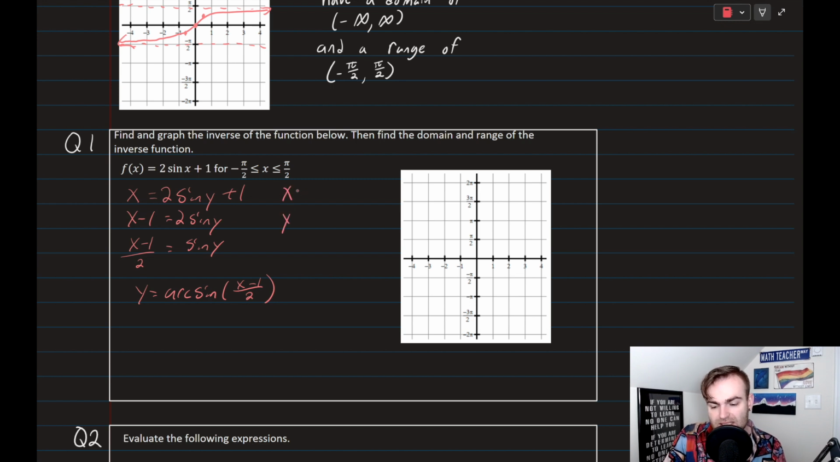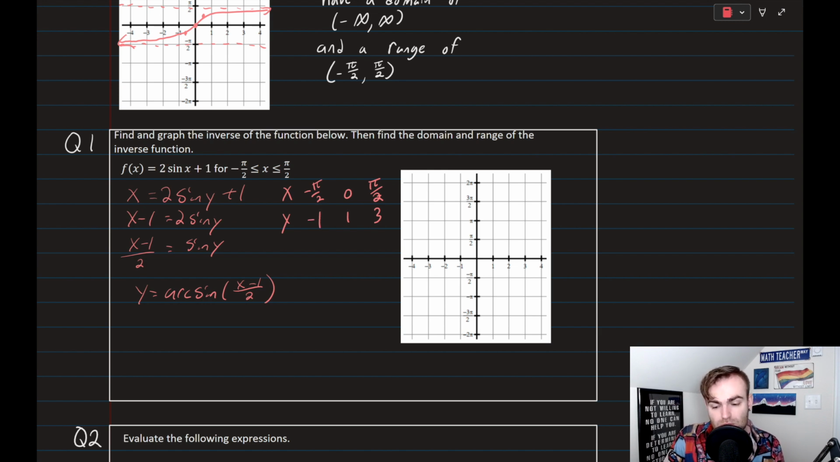So I'm going to make an xy table. We're going to have -pi/2. We're going to have 0, and then we're going to have pi/2. And then sine of 0 is 0. 0 times 2 is 0, plus 1 is 1. Pi/2 up, so that would be 1. 1 times 2 is 2, plus 1 is 3. And then -pi/2 would be down. So -1 times 2 is -2, plus 1 is -1.